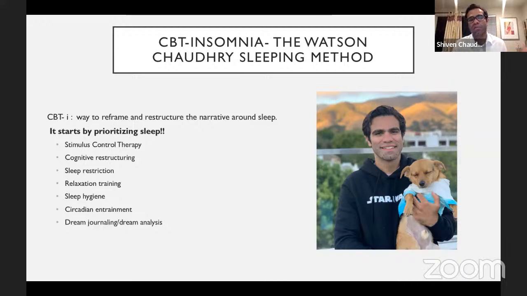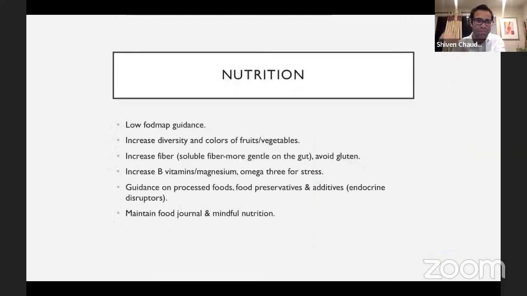Dream journaling is easy, because any doctor can recommend it. But if you're getting more into dream analysis, you need a trained psychologist, because you don't want any psychological breaks to happen during these sessions, something we're not trained for, right?